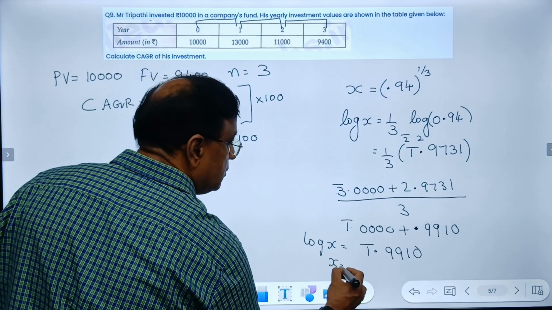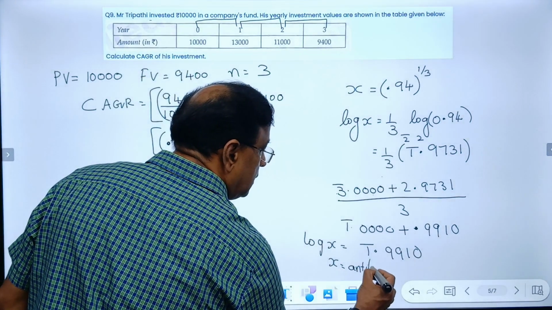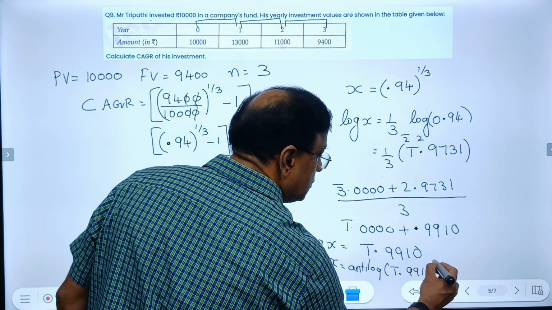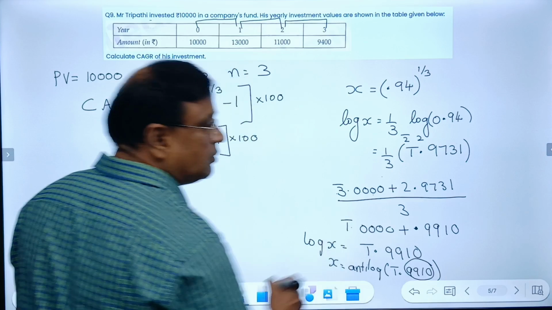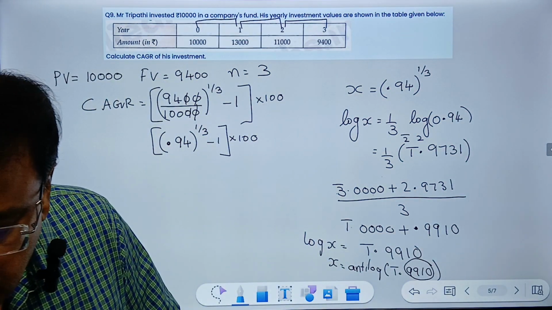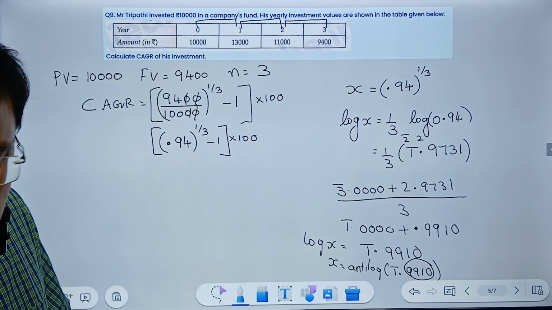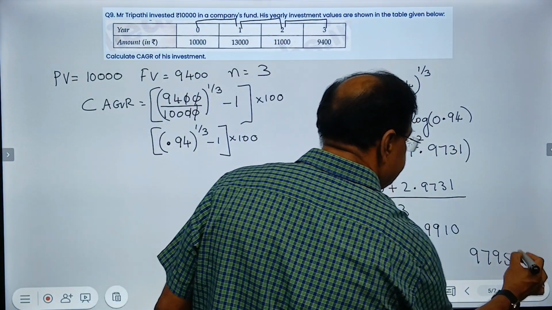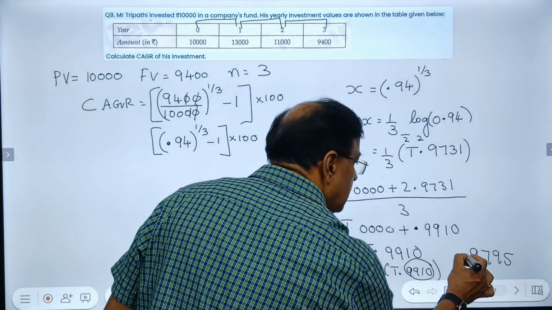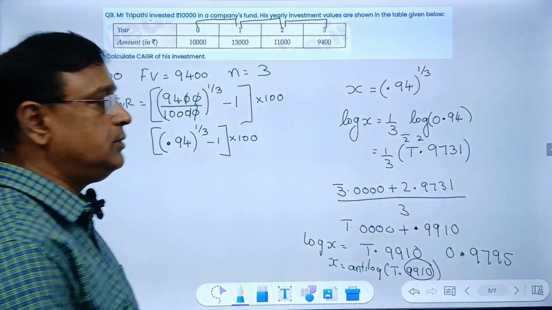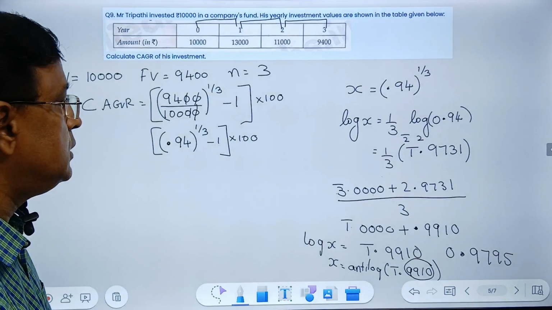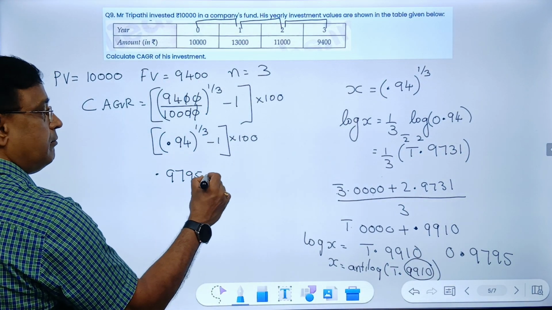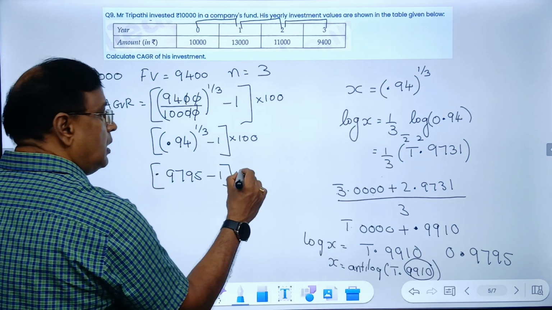So what is x is equal to? Anti-log of bar 1.9910. Now look at only 9910. What is the anti-log of 9910? I am getting it as 9795. Since it is bar 1, it has to be 0.9795. I hope that's clear to you. So this will be 0.9795 minus 1 into 100.